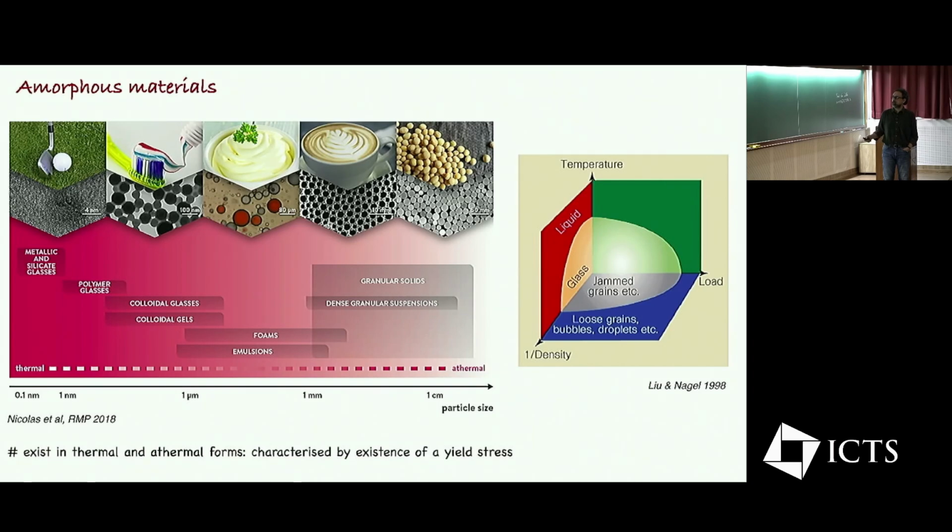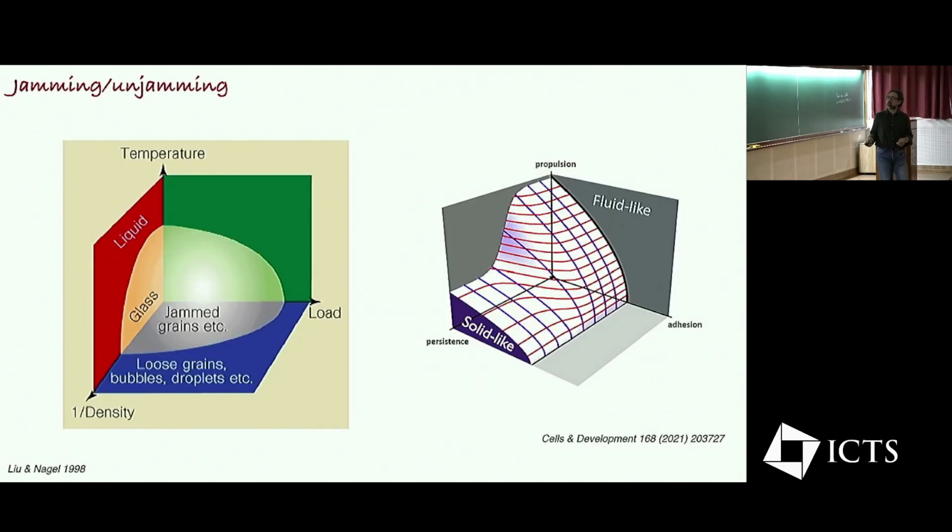The schematic picture of how the response could be is summarized in this kind of schematic plot by Liu and Nagel in 1998, where you have this regime, which is the rigid disordered solid, and this could fluidize either by expanding the system or by some external load or by some finite temperature and so on. And we would like to understand how this kind of fluidization process happens. These ideas have now also been extended to active materials. So you have an active solid, which is sitting over here, which can be fluidized either via persistence or propulsion or via addition and so on. And in all these contexts, we would like to understand what is happening to the system as it fluidizes or as it freezes and so on.